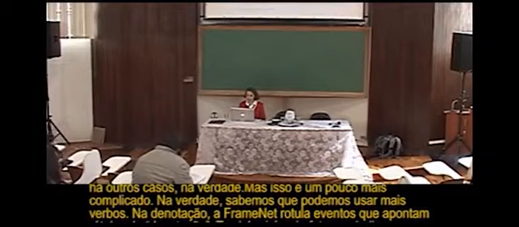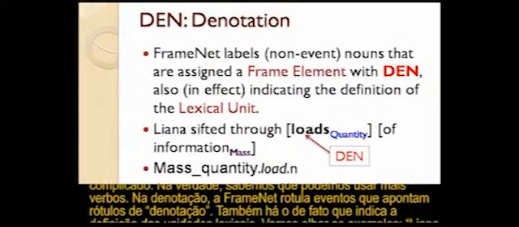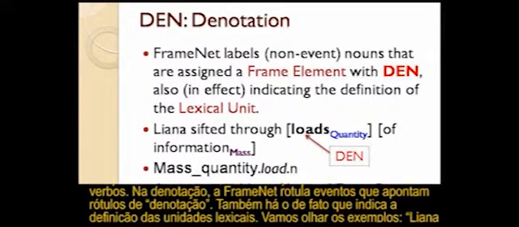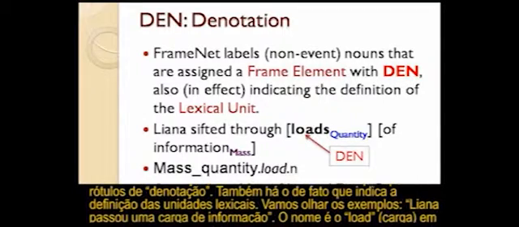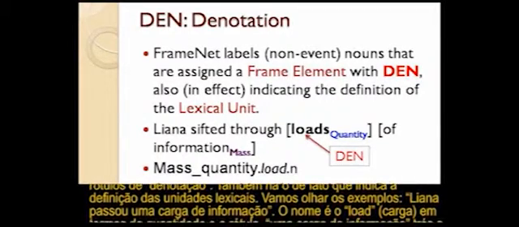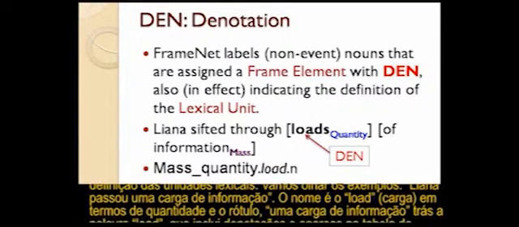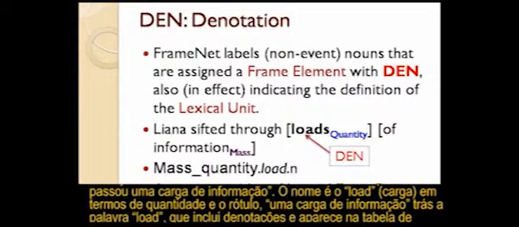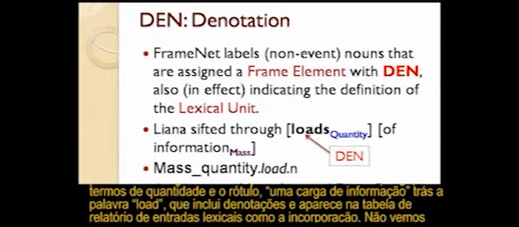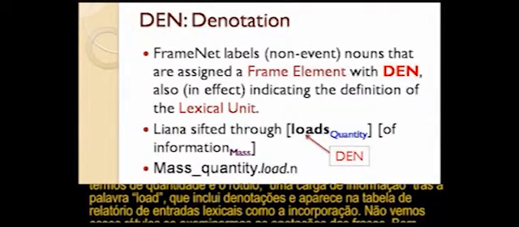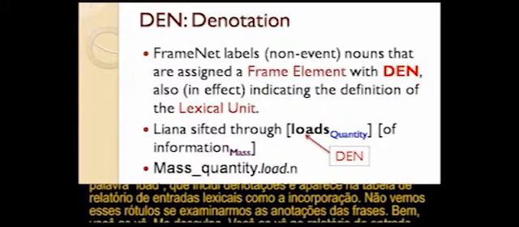And denotation. FrameNet labels non-event nouns that are assigned a frame element with the label DEN, standing for denotation, also in effect indicating the definition of the lexical unit. Let's look at the example. Liana sifted through loads of information. The noun is load in the mass quantity frame. And the information that the word load includes, denotation, appears in the tables of the lexical entry report.